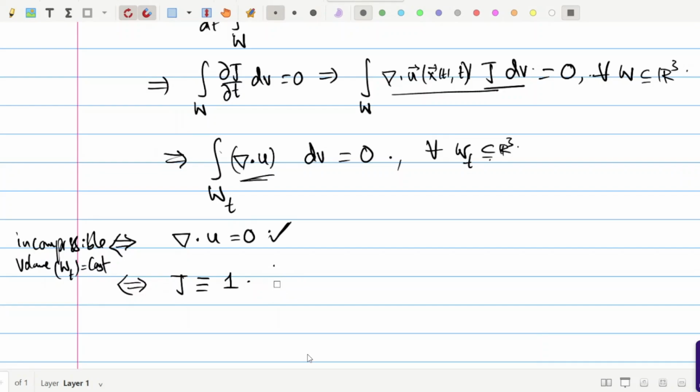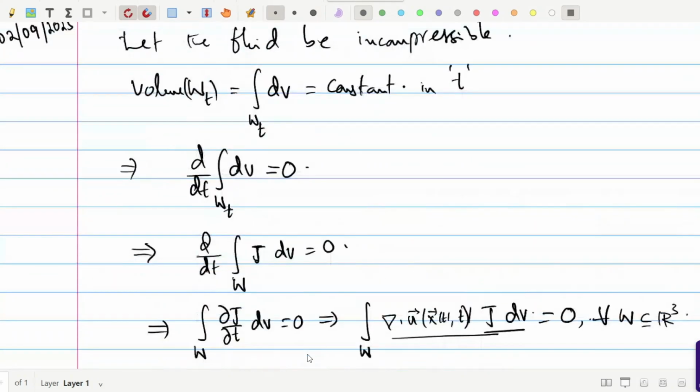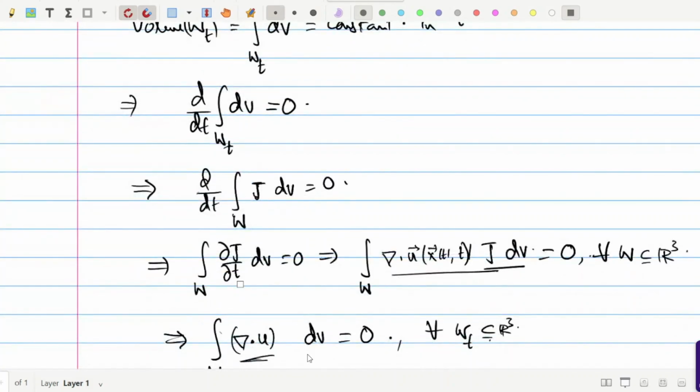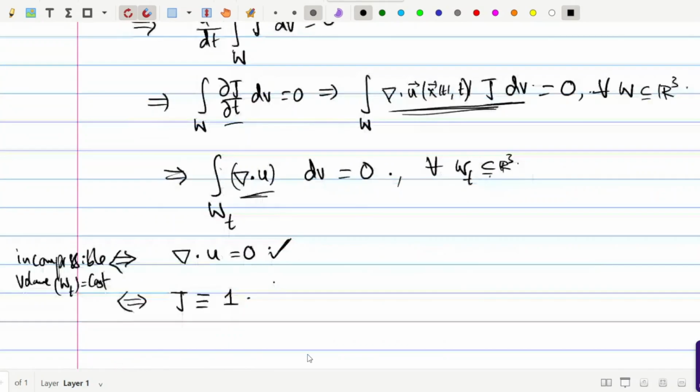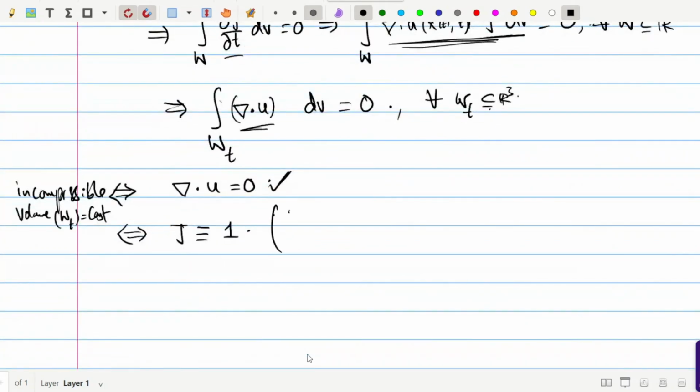Can someone answer? We use just now dou J by dou t. What is this one? That dou J by dou t is nothing but this one, right? Now what you got, del dot u equal to 0. So that means dou J by dou t equal to 0, and J is constant, right? The proof is: because del dot u equal to 0, we get dou J by dou t equal to 0. That implies J equal to constant, right?